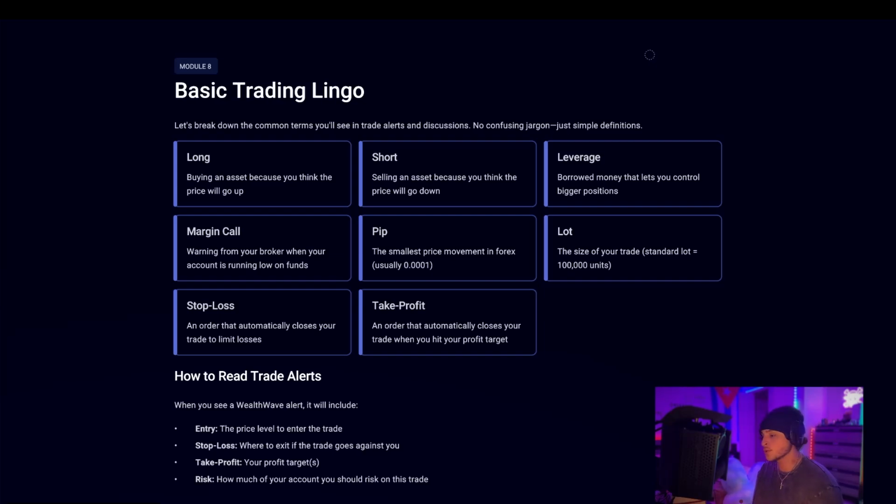Stop loss, which we also spoke about, is an order that automatically closes your trade to limit losses, and take profit is an order that automatically closes your trade when you hit your desired profit target. Now, listen to this very carefully, and I want you to write in your notebooks. When you see a Wealth Wave alert, it will include an entry, the price level to enter the trade, and a stop loss, where to exit if the trade goes against you.